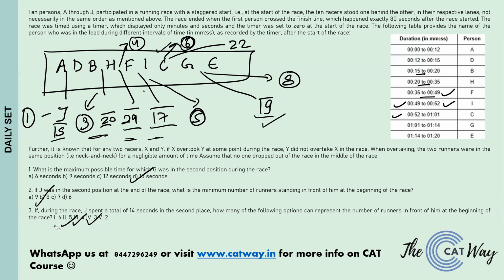No, 6 is also not there because there is no 7th position where he could have been. So only 3 options. That is when he could have been in the 4th position, or in the 5th position, or in the 6th position. In all these cases, out of these given options, he would have spent more than 14 seconds over there. So that means 3 options out of these 5 satisfy. So the correct answer for this question would be 3.